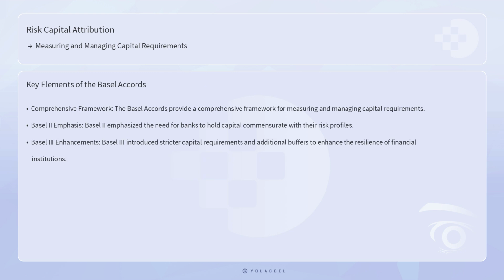The Basel Accords, a set of international banking regulations developed by the Basel Committee on Banking Supervision, provide a comprehensive framework for measuring and managing capital requirements. Basel II, introduced in 2004, emphasized the need for banks to hold capital commensurate with their risk profiles by adopting an internal ratings-based approach for credit risk and advanced measurement approaches for operational risk. Basel III, implemented in response to the 2008 financial crisis, introduced stricter capital requirements and additional buffers to enhance the resilience of financial institutions.